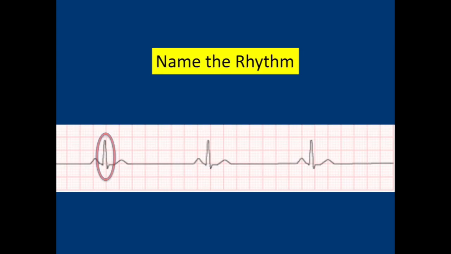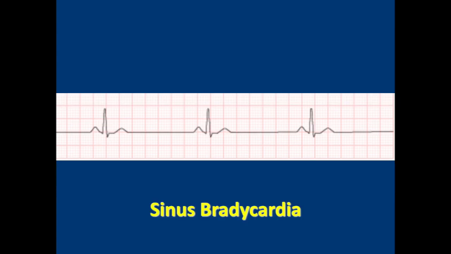Let's look at this rhythm. I think you can tell right off the bat what rhythm this is going to be. Let's find the QRS and do our 300, 150, 100, 75, 60, 50, 43, 37 thing. So that rhythm is sinus bradycardia.